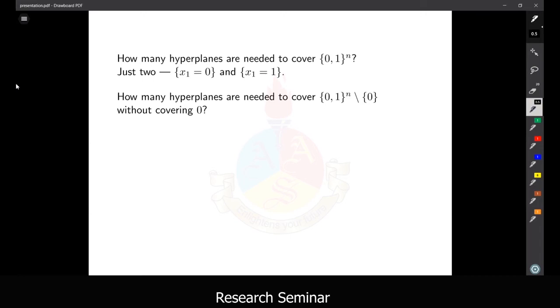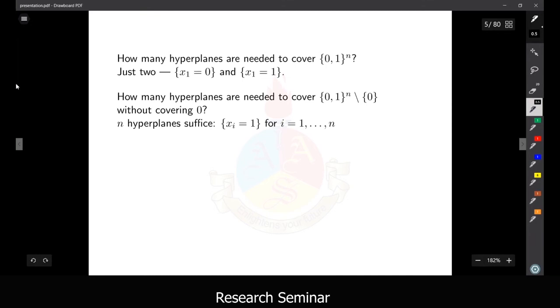Once we're done with this question, we can try something else. For instance, now we want to cover everything up to one point. So we don't want to cover the point 0, but we want to cover everything else. At this moment, we cannot use just those two hyperplanes as above because we would cover everything. But if we think a bit, then we will realize that if we use n hyperplanes of the form ith coordinate equal to 1, then we will cover everything as we want it.